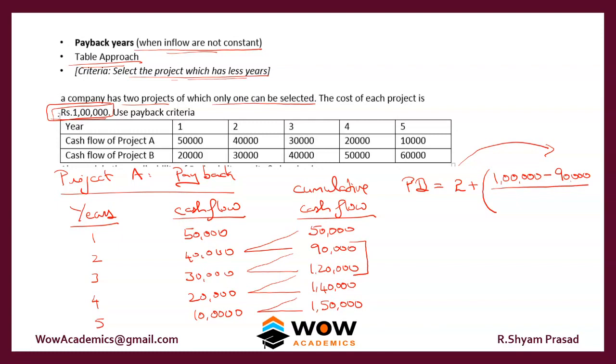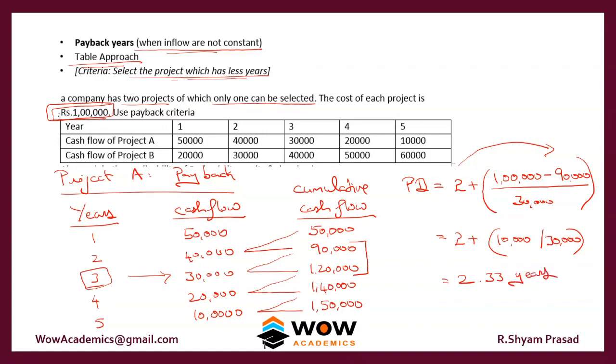Okay. In the third year alone, how much cash flow are you going to get? In the third year alone, you're going to get 30,000. So close the bracket. The formula is over. Okay, so 2 plus solve the inside. So 10,000 divided by 30,000 is the answer. So that comes to 2.33 years. So that is the answer.